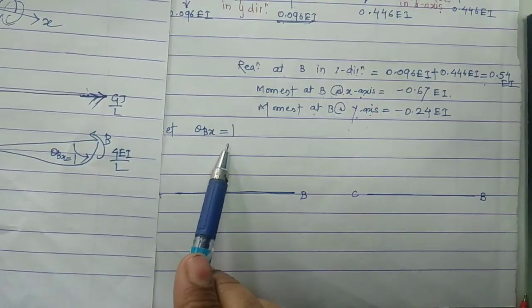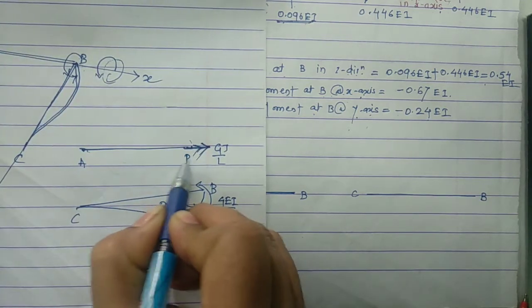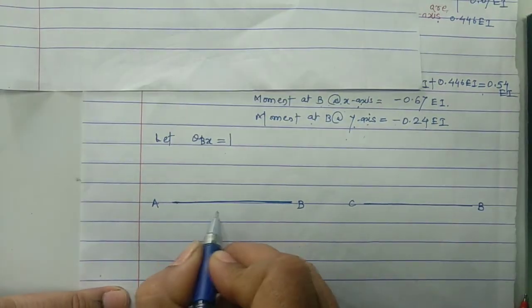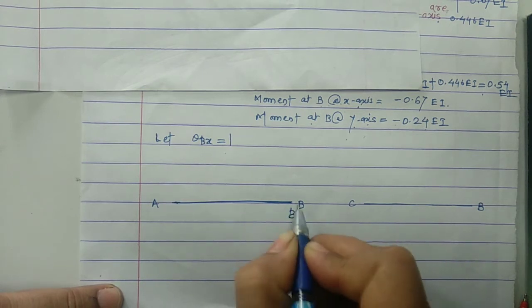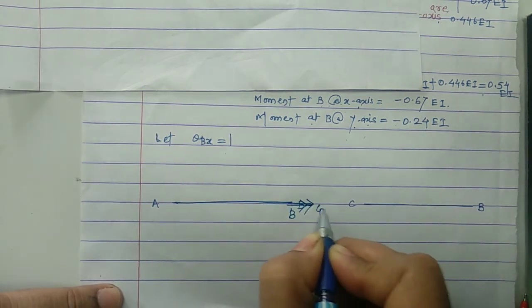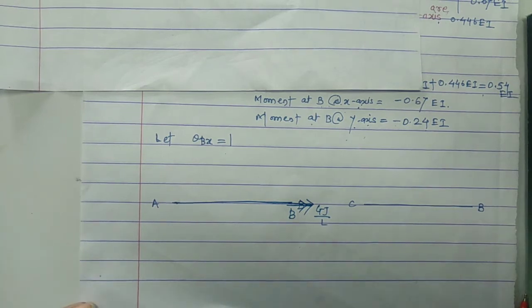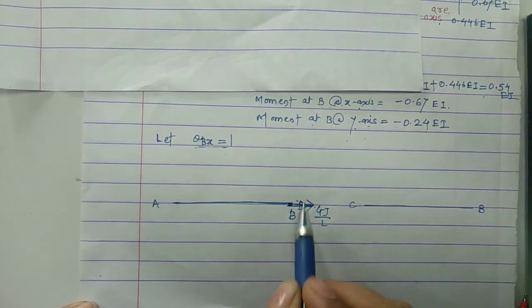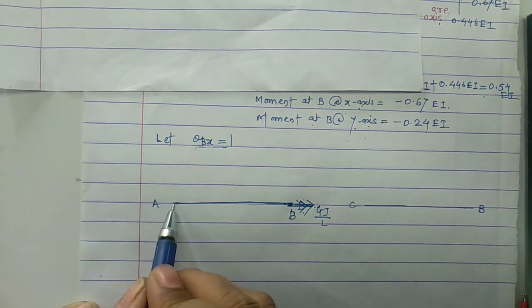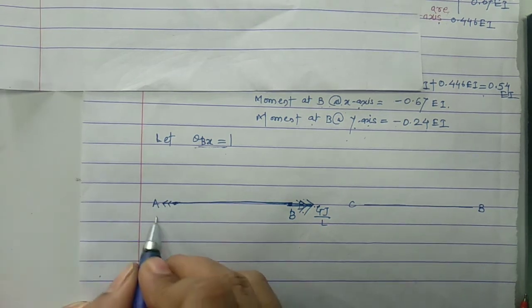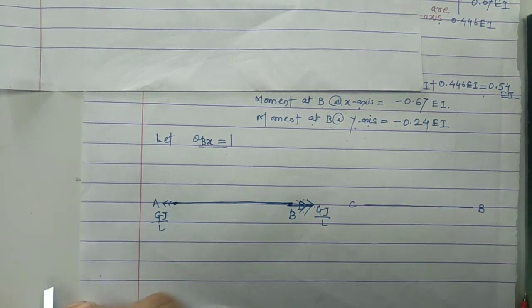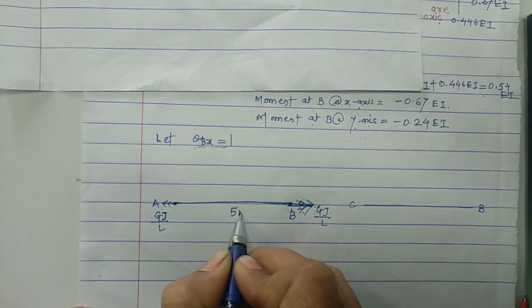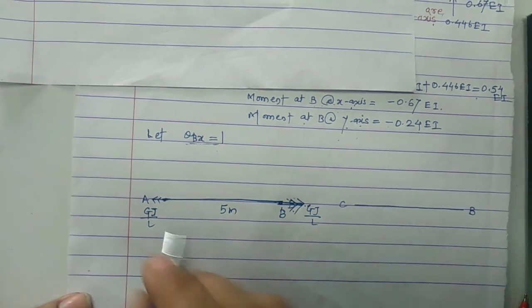So when theta bx equal to 1, we'll draw the same way. This AB member gets twisted, so the moment generated is GJ upon L. We are showing it with this double headed arrow, applied in positive direction, so show here in right direction GJ upon L. Similarly, to balance that, the other stiffness generated here is in opposite direction with the same magnitude GJ upon L. Length of this member is 5 meter. So this is for AB member.